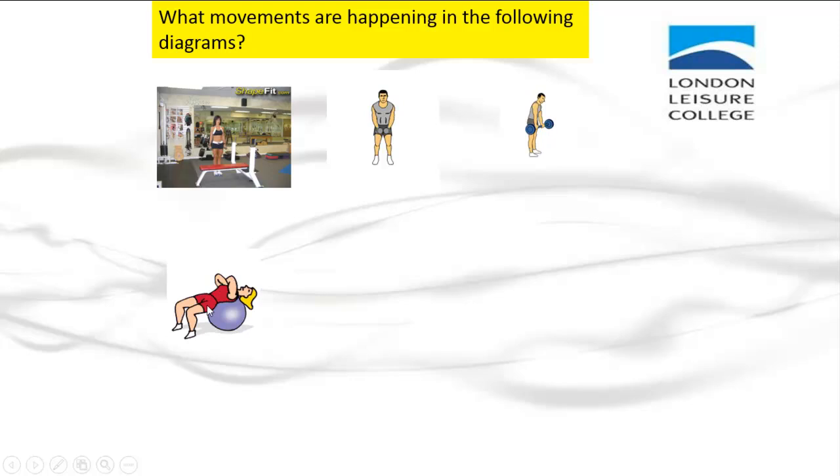Now what is happening to the spine as this person is coming up on the upward phase of an abdominal curl? So it'll be spine something. What is happening at the elbow in the upward phase of this press up?